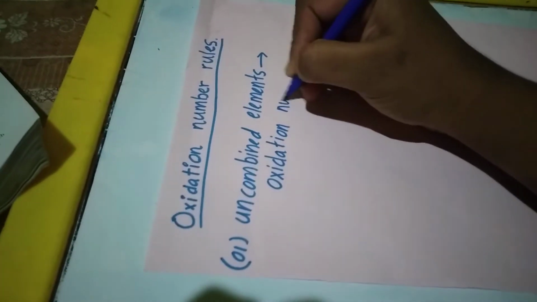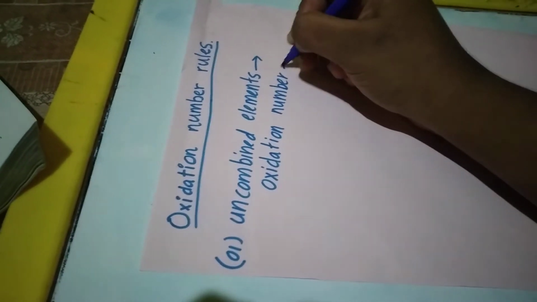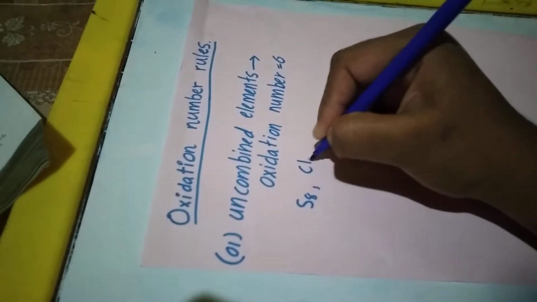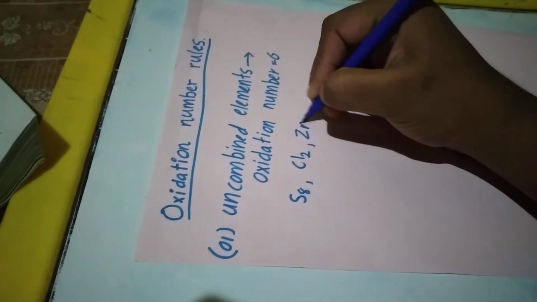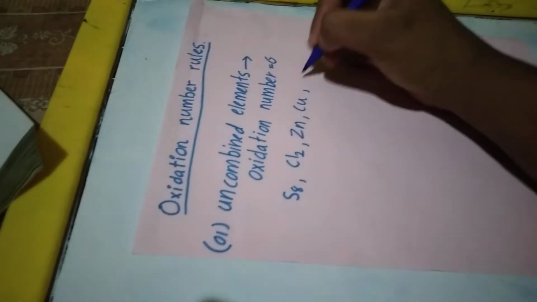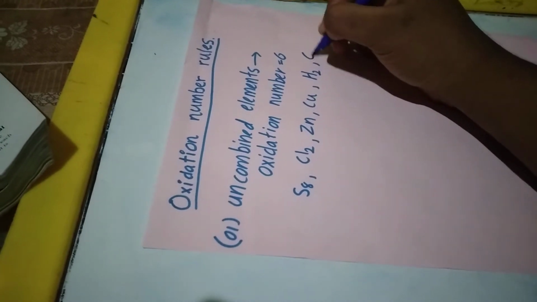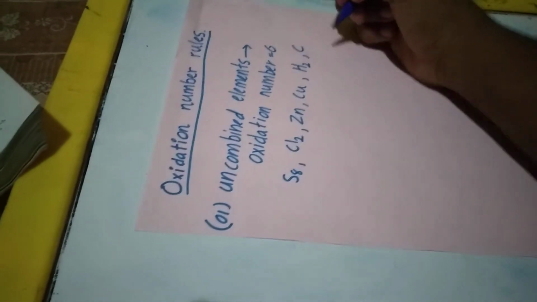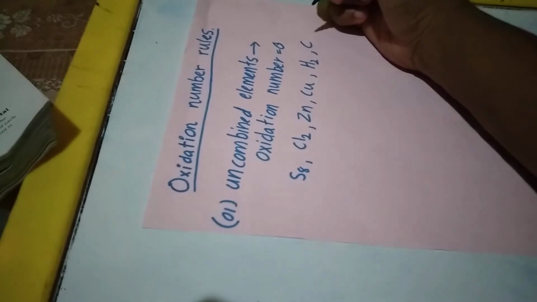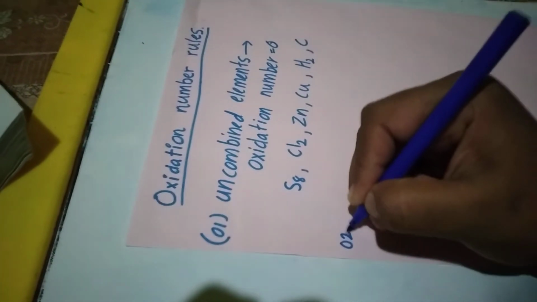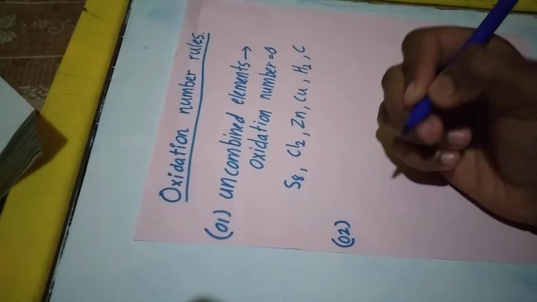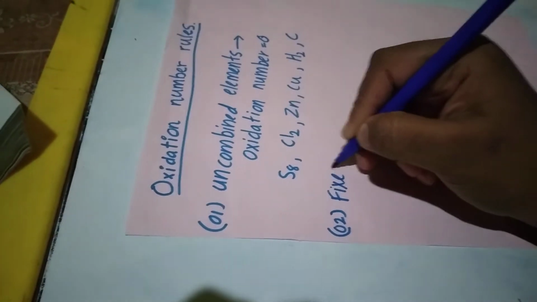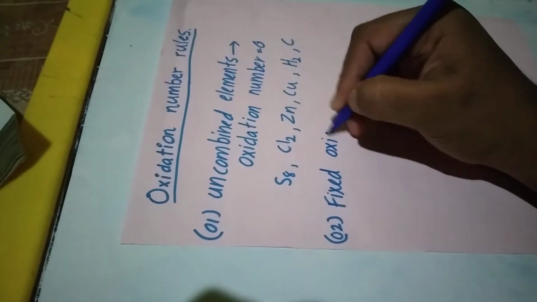If you take examples such as chlorine gas, zinc, copper, light metals, hydrogen gas, carbon, all these have the oxidation number 0, right? So the second rule is that some atoms in many compounds have fixed oxidation numbers.